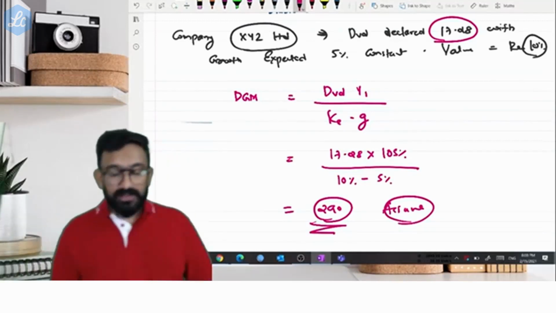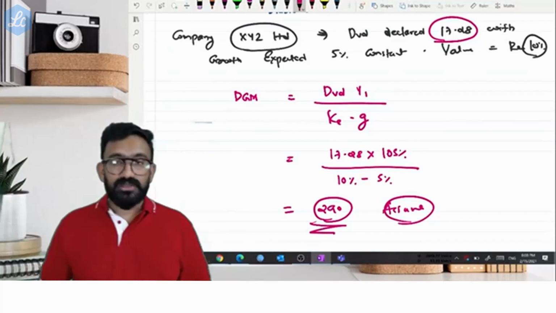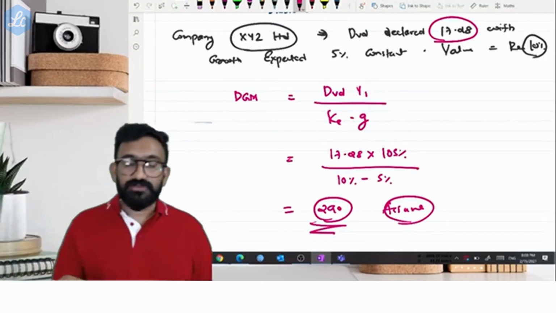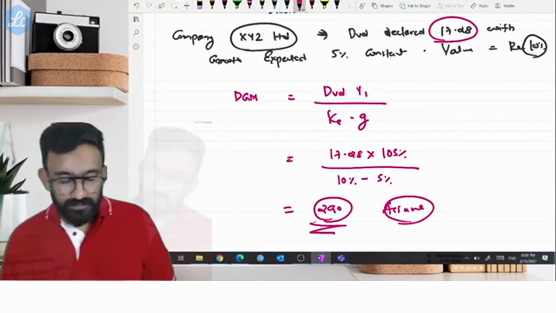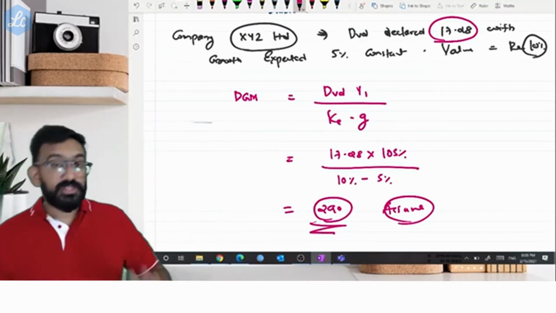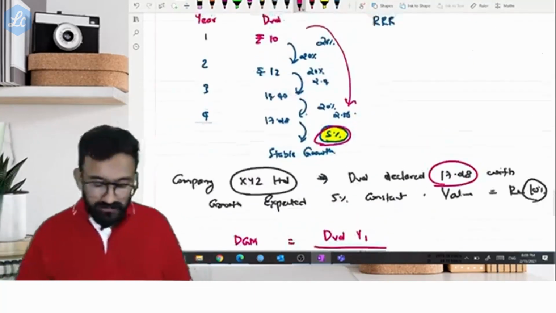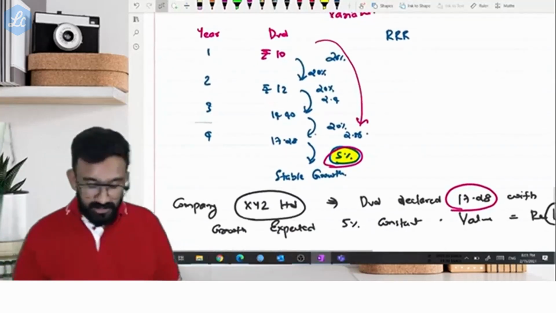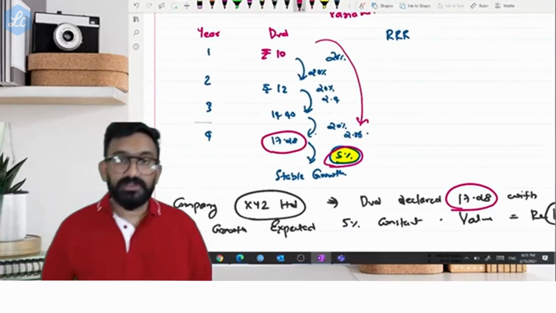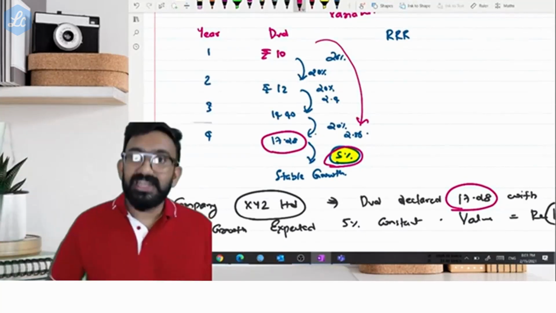Now, this will be the value of company XYZ if they are giving you the dividend of 17.28 for an infinite period of time, right? This will be with a growth rate of 5%. Now you have to understand, what if there is another company which is going to give you the same return, which is 17.28 from year 4 onwards till infinity.